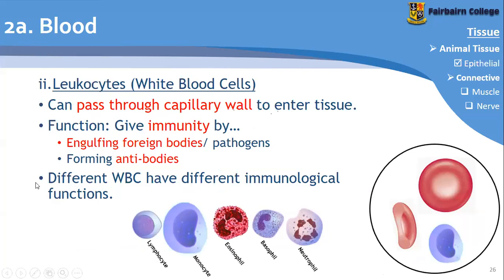Okay, then back to the stuff that is important. Okay, so this is in your notes again, so make sure that you focus again. Okay, so the second type of cell in blood is called leukocytes. Okay, and these are your white blood cells.